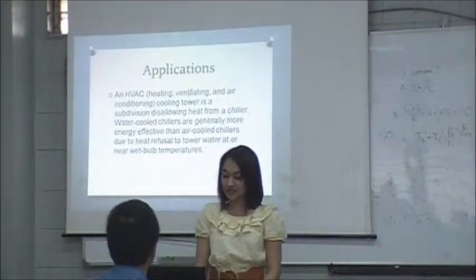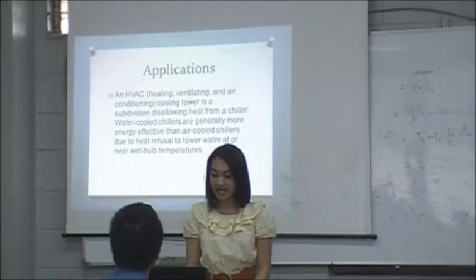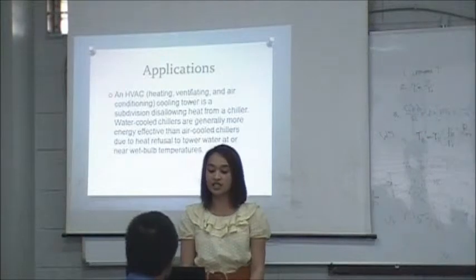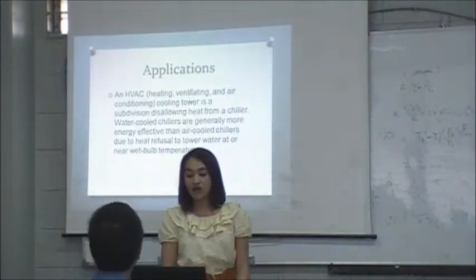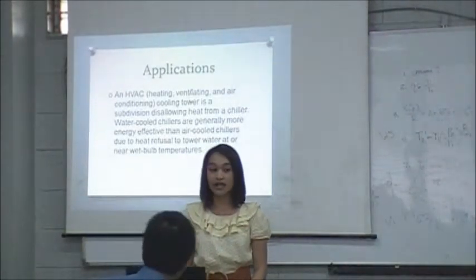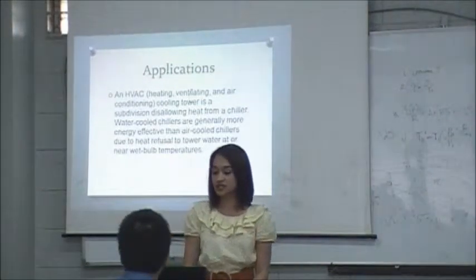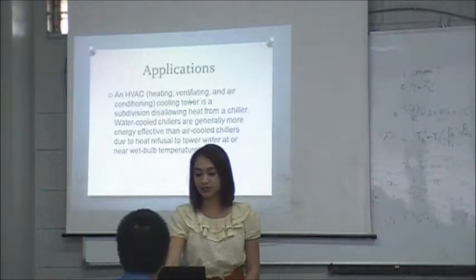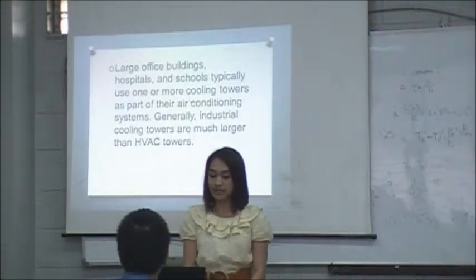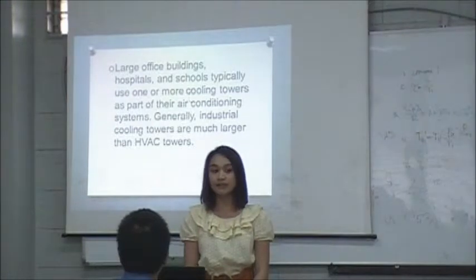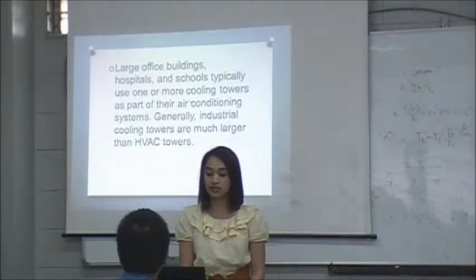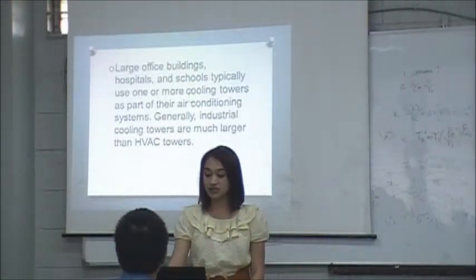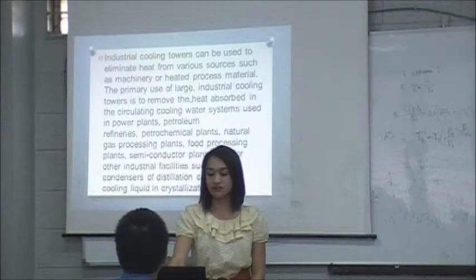The applications of natural draft cooling towers are in HVAC, heating, ventilating, and air conditioning. Cooling tower is a subdivision, allowing heat rejection from a chiller. Water-cooled chillers are generally more energy efficient than air-cooled chillers due to the heat rejection to tower water at or near wet bulb temperatures. Large office buildings, hospitals, and schools typically use one or more cooling towers as part of their air conditioning systems. Generally, industrial cooling towers are much larger than HVAC towers.